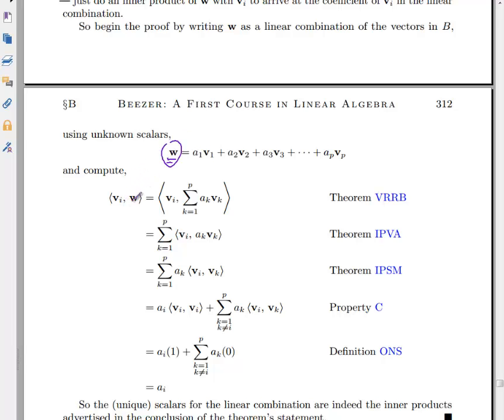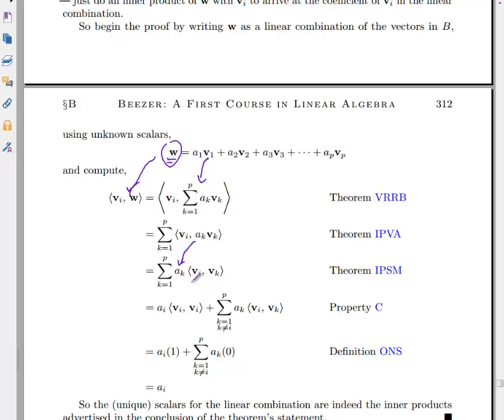I take this vector W and I take the inner product with VI, which represents an arbitrary basis vector. Okay, so I'm taking inner product of VI with W, and I'm doing it on this side as well. I'm just expressing this sum in summation notation. Right now, by property of inner products, we know that if we take the inner product of a vector with a sum of vectors, that's just the same as the sum of the inner products. We also know that if we take the inner product of a vector with a scalar multiple of a vector, that's just the scalar multiple of the inner product. So I can take this AK out here.